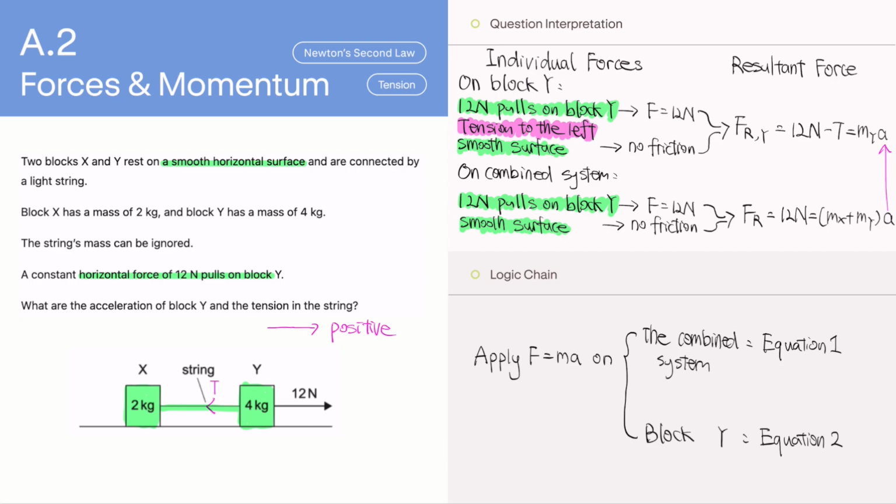Now let's make a plan for this question. First, apply Newton's second law to the whole thing of block x and y, and we will get our first equation. Next, apply Newton's second law again to block y only, and we'll get another equation. Solve the two equations, and we'll get the final answer.